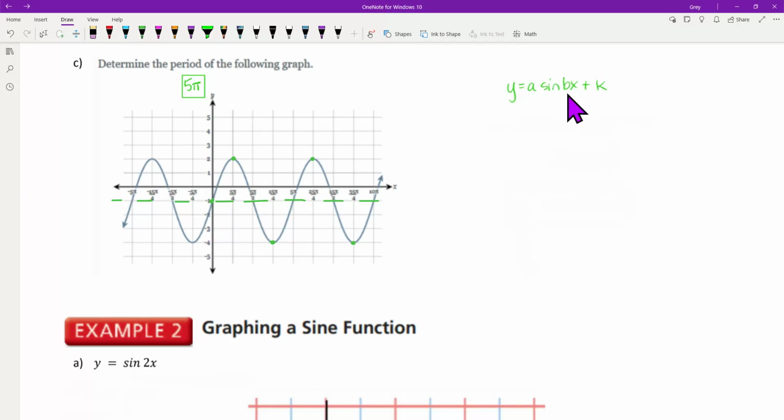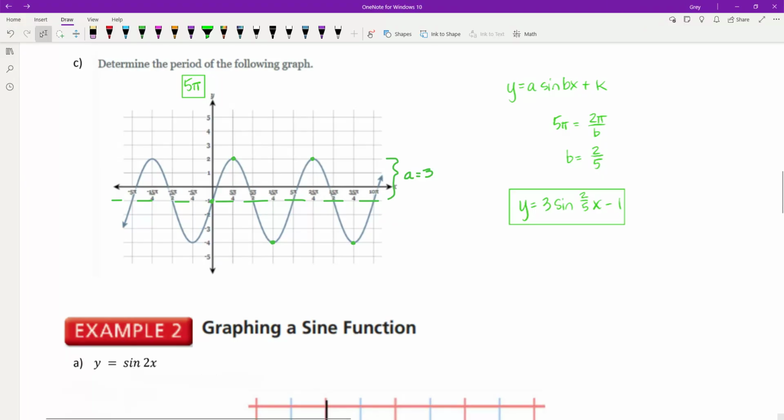So y equals a times the sine of bx plus k. My period is 5 pi. That is equal to 2 pi over b. Switch those, and I find out that b is equal to 2/5. And what is a? A is my amplitude, going from the midline to a max, and so we find that a is equal to 3, and that means my equation is y equals 3 times the sine of 2/5 x minus 1, and that's what we have.